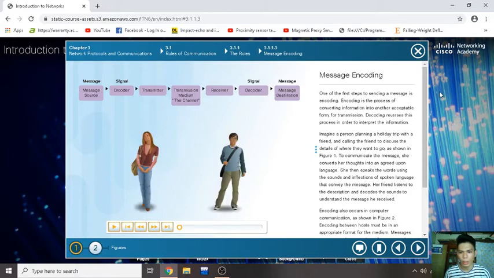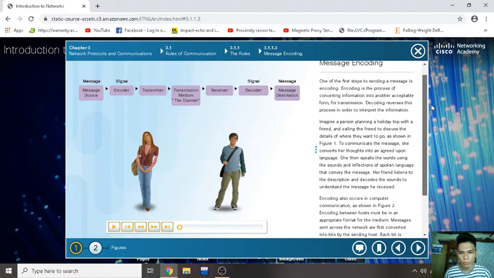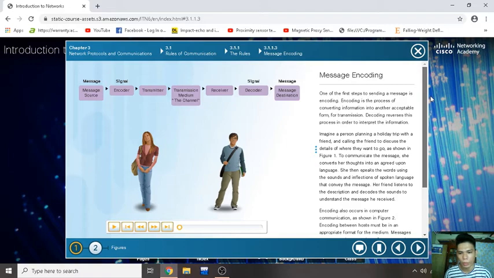So the first is message encoding. One of the first steps of sending a message is encoding. Encoding is the process of converting information into another acceptable form to transmit. Decoding reverses the process in order to interpret the information. So if you have a message, first you will encode the data that you need to send to your destination.